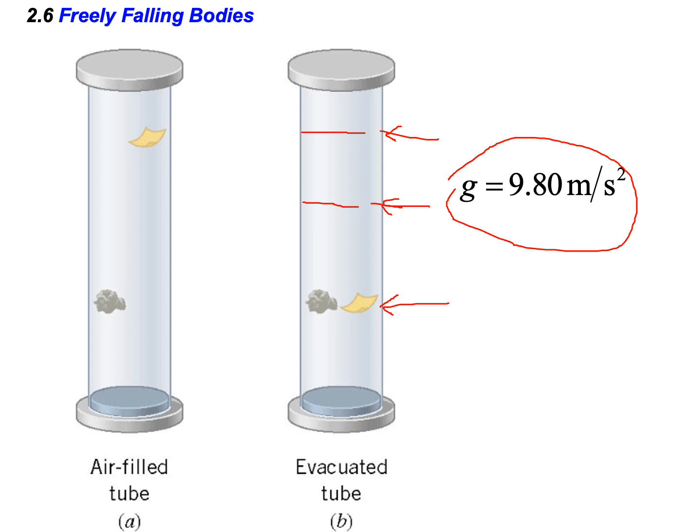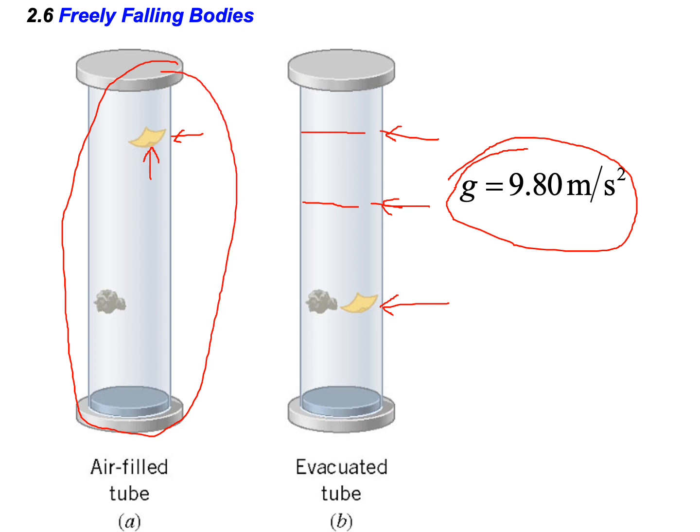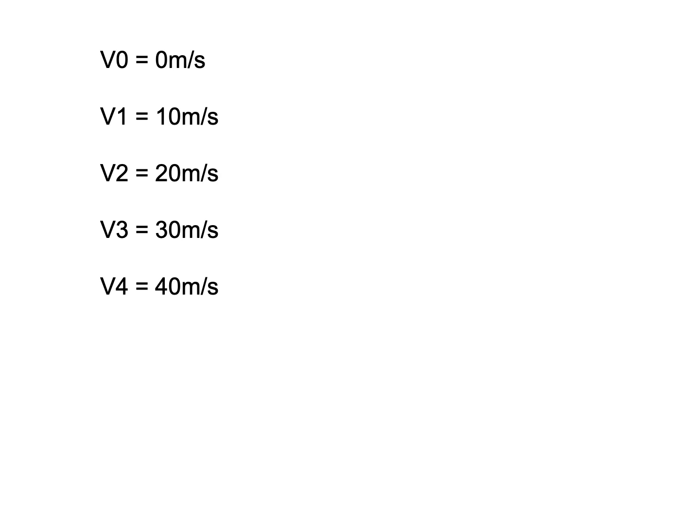On the other hand, if this tube is filled with air and you let these two fall, because of the air resistance the light one takes a long time to drop. So we cannot consider this g to be correct for this case. This is no longer a free-falling scenario because it has air resistance. Okay, let me take an example of a free-falling object.